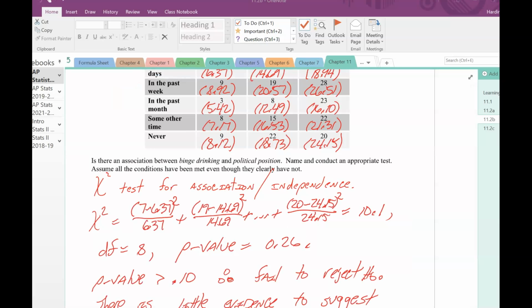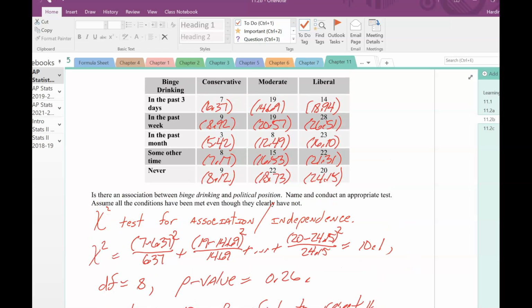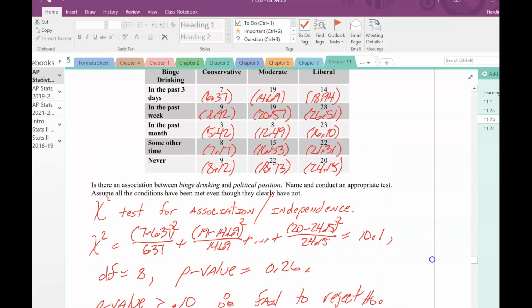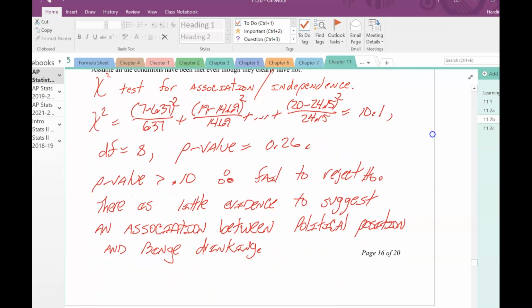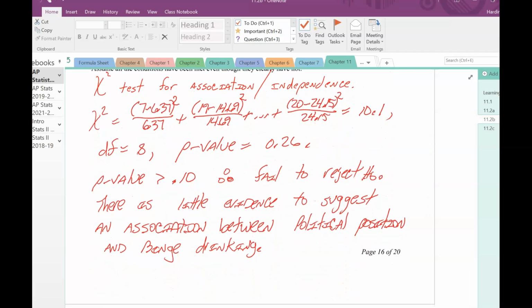All right, so assuming all conditions have been met, we're doing a chi-squared test for independence. You should have found all of the expected values by doing row total times column total over table total. You can do the test in your calculator. The degrees of freedom is 8. The p-value then is 0.26. With that, your conclusion would be that you failed to reject the null hypothesis. There's little evidence to suggest an association between political position and binge drinking.